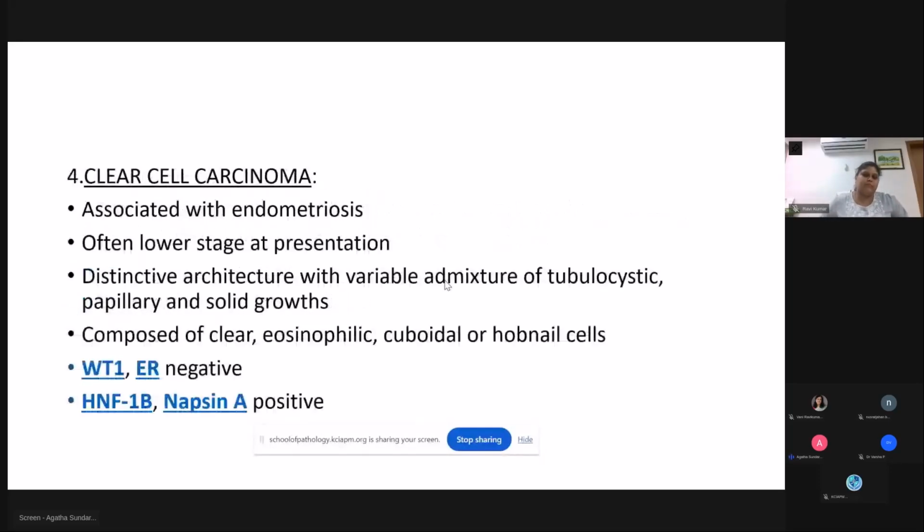And my last differential is clear cell carcinoma. It can be associated with endometriosis. It often presents at a lower stage. It can also have a papillary, tubulocystic, and solid growth pattern. It's composed predominantly of clear, eosinophilic, cuboidal, or hobnail cells. It will be negative for WT1 and ER, whereas it's positive for NAPSIN-A and HNF1 beta.